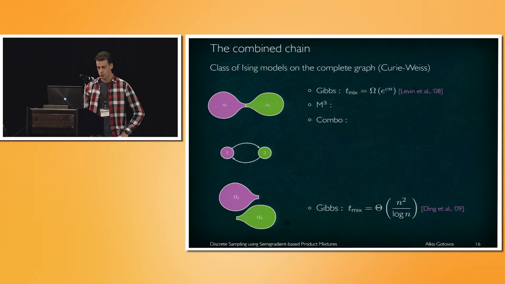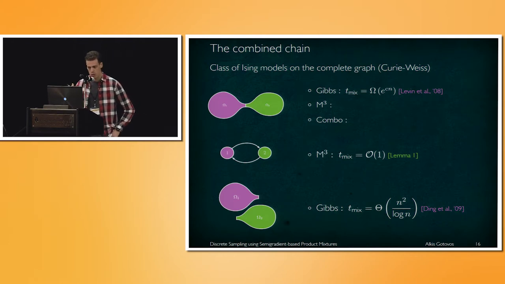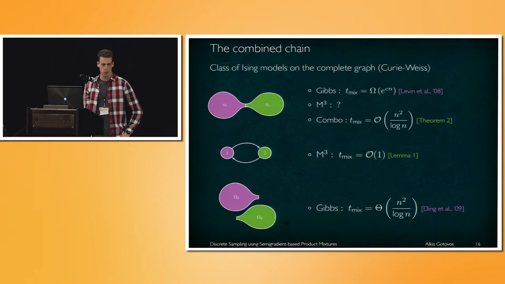It's also known that for the restriction chain, so if you just restrict yourself to each of these parts, the Gibbs sampler does fine, roughly alpha n squared. So what we show in this paper is that if you handcraft a specific proposal mixture of just two components, the M-cubed sampler, the one we propose, actually has constant mixing time just going between the two. So if you use this decomposition theorem to combine the two, you get that the combination of both then also has about n squared mixing time.